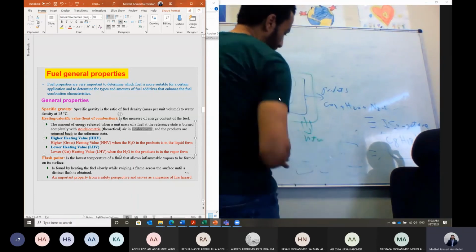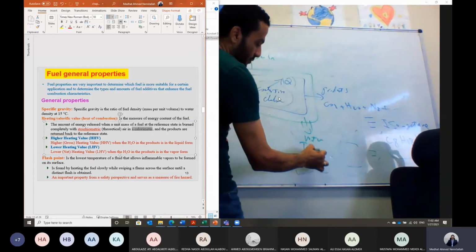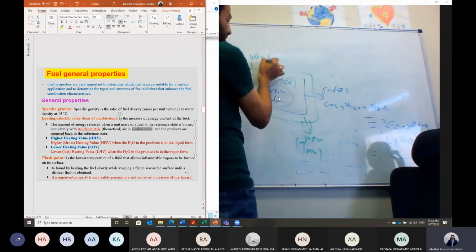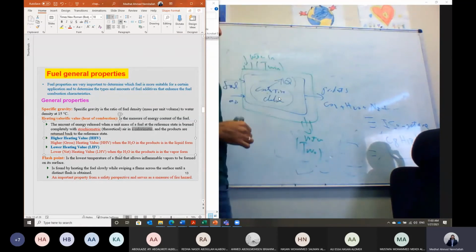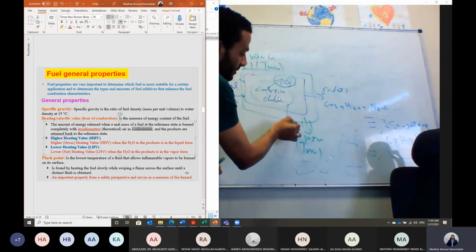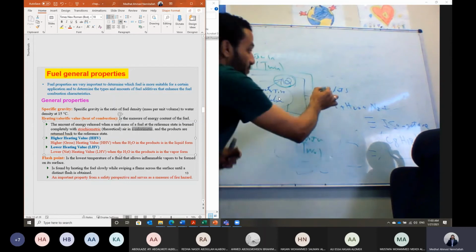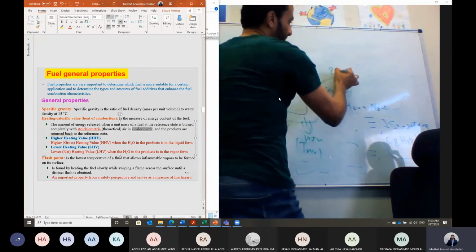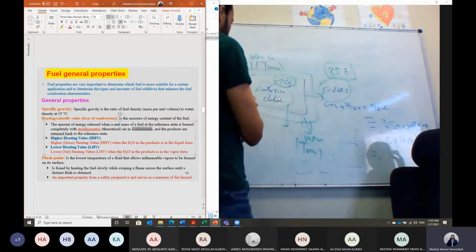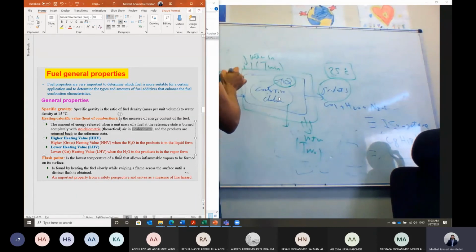So water out. It will be leaving at a higher temperature, T water out, and this is the temperature at the inlet, T water in. The heat due to combustion will be absorbed by the cooling water, and the combustion products will make sure that they are leaving at the same inlet temperature, which is here at 25 degrees C.